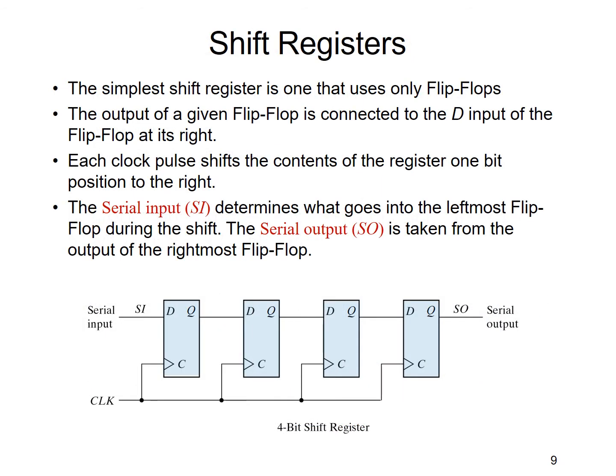The simplest shift register is one that uses only D flip-flops. The output of a given flip-flop is connected to the D input of the flip-flop at its right. Each clock pulse shifts the contents of the register one bit position to the right. The serial input determines what goes into the leftmost flip-flop during the shift. The serial output is taken from the output of the rightmost flip-flop.